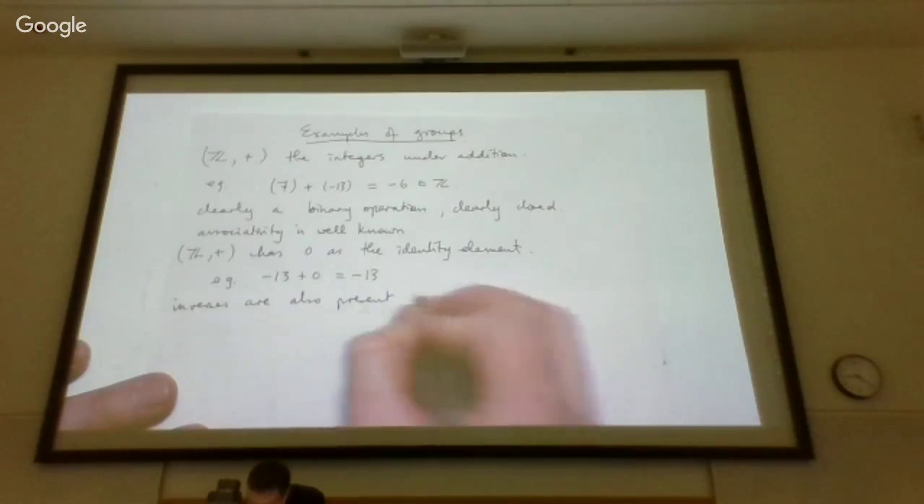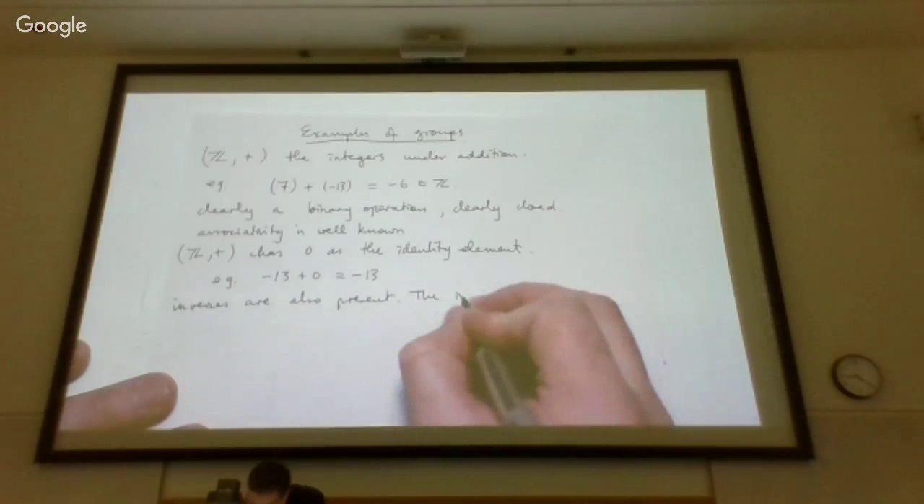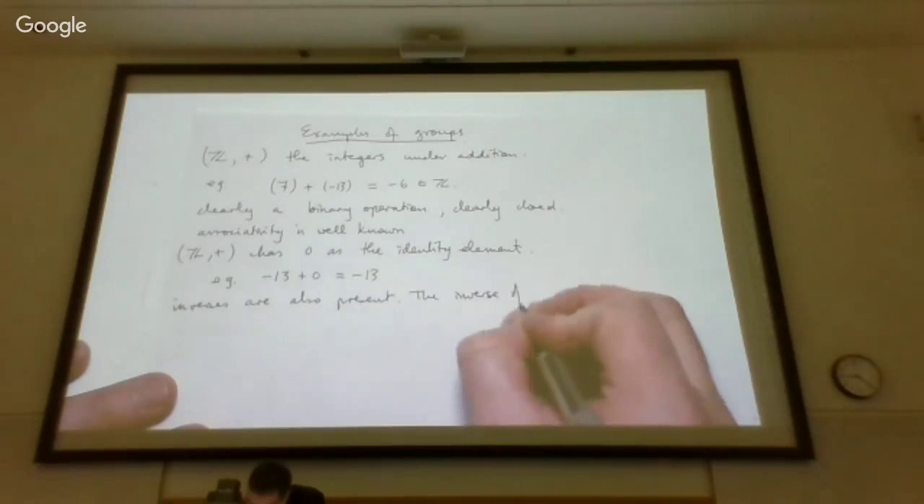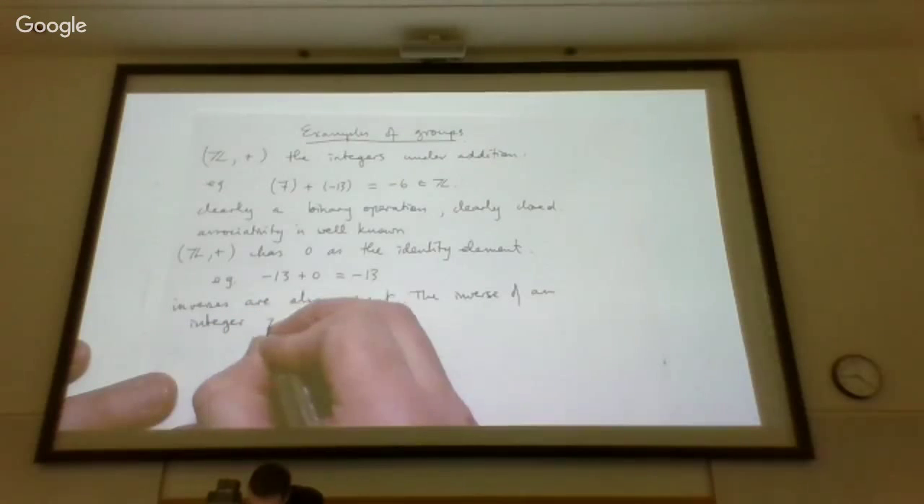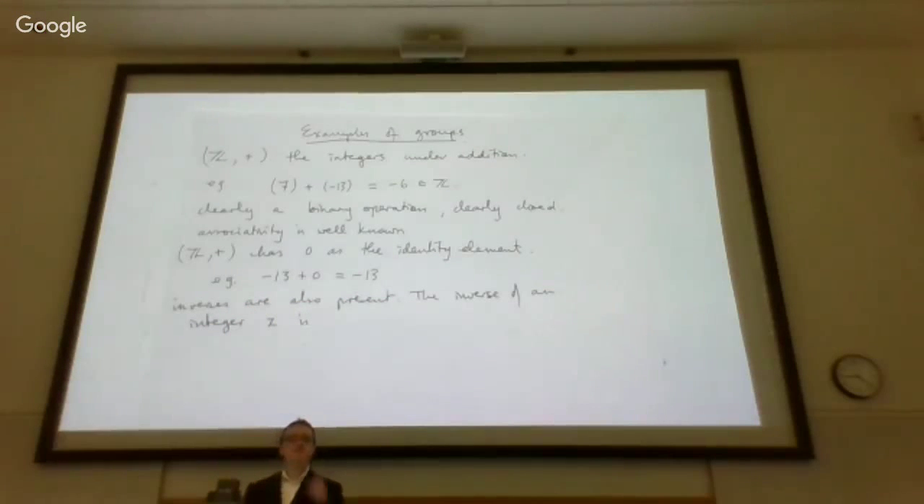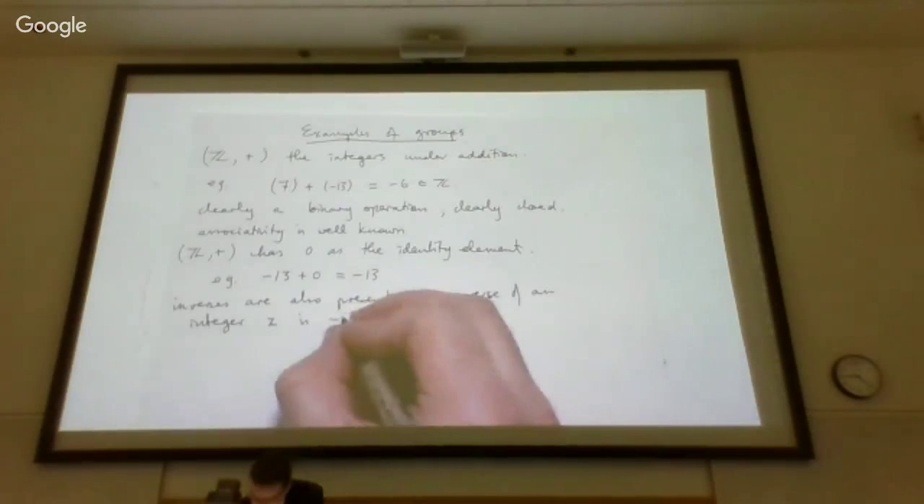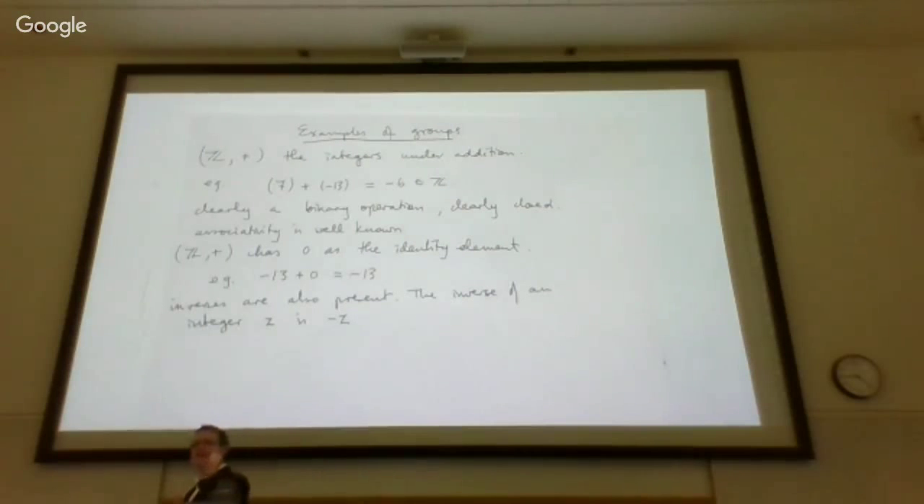And inverses. Inverses are also present. The inverse of an integer z is minus z. Okay, so for every integer there's another associated one, minus it. Then when you add the two together, you get 0. You get the identity element.